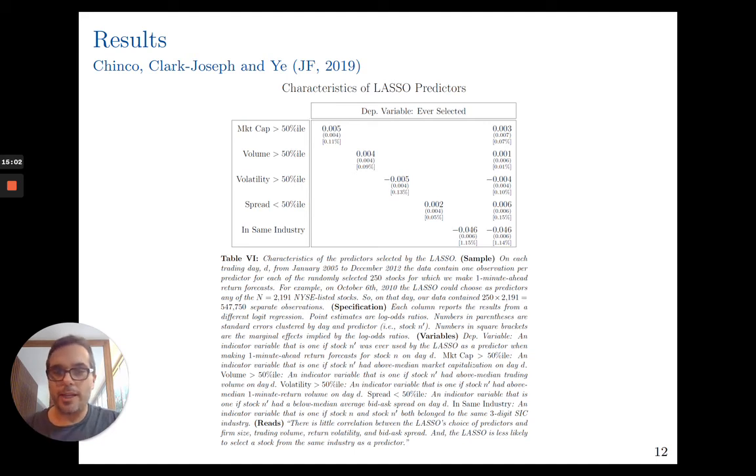Here's a table that shows that there is little correlation between the Lasso choice of predictors and firm size, trading volume, return volatility, and bid-ask spread. So basically, it's not picking specific firms. It's not something that's because of an industry factor. This is to shed some light that it's not the usual risk exposure that's kicking in here. Okay?